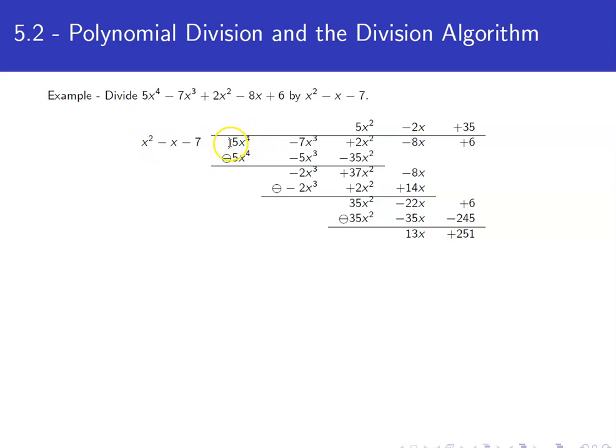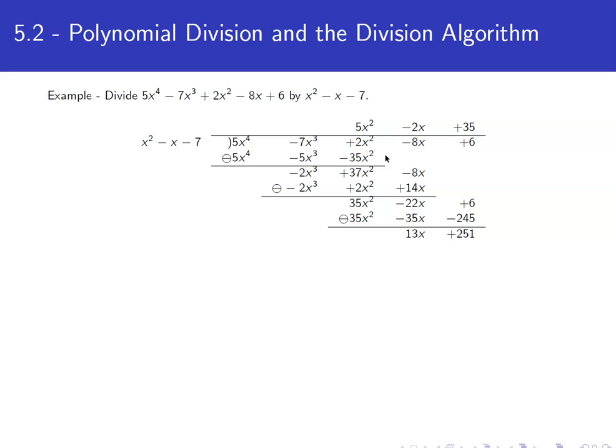The first step here is I notice that the degree of my x squared is certainly less than the degree of the 5x to the fourth, so I'm going to divide it in. I ask myself, what do I need to multiply x squared by to get 5x to the fourth? Well, I need to multiply x squared by 5x squared. So I take this 5x squared and write it up here above the 2x squared. I'm going to multiply that by the entire polynomial that we're dividing by. When we do that, we get 5x to the fourth minus 5x cubed minus 35x squared.